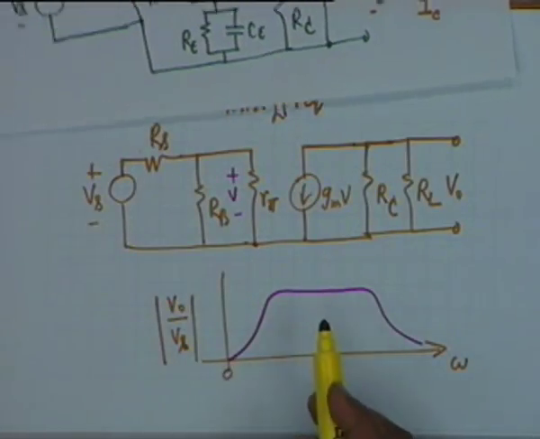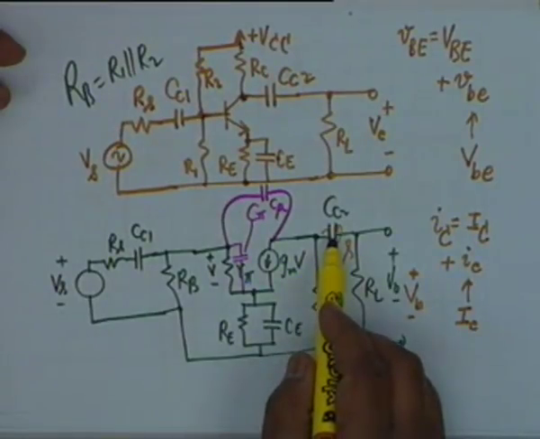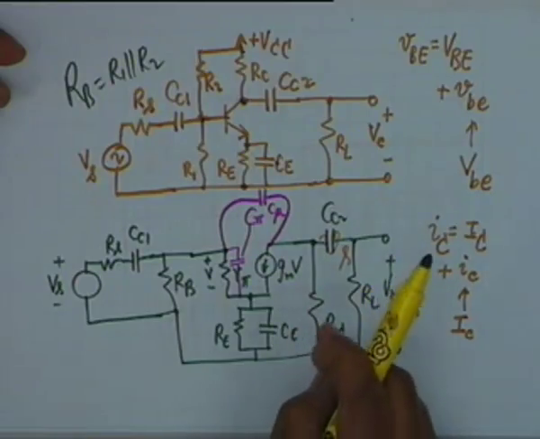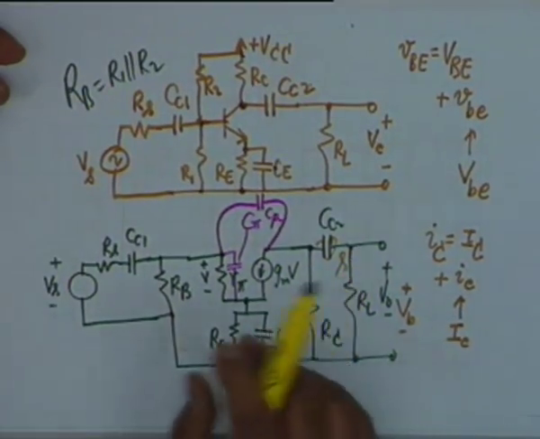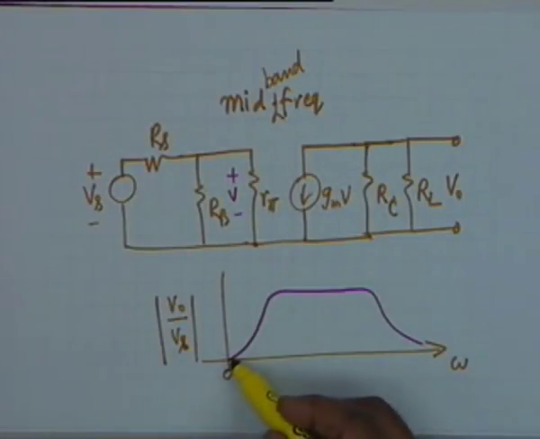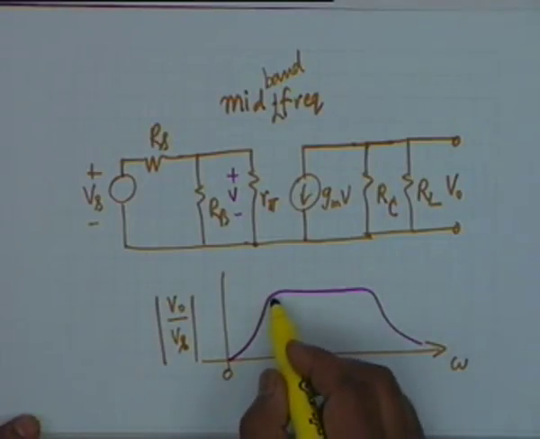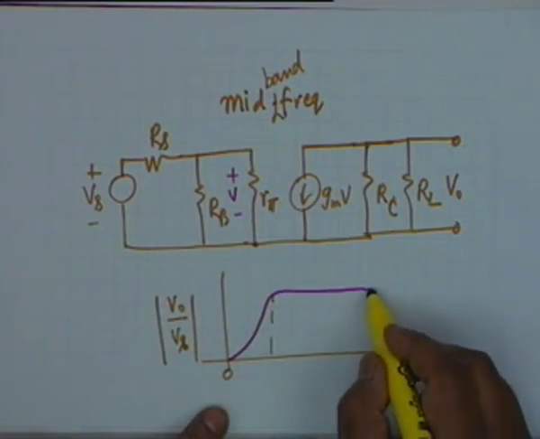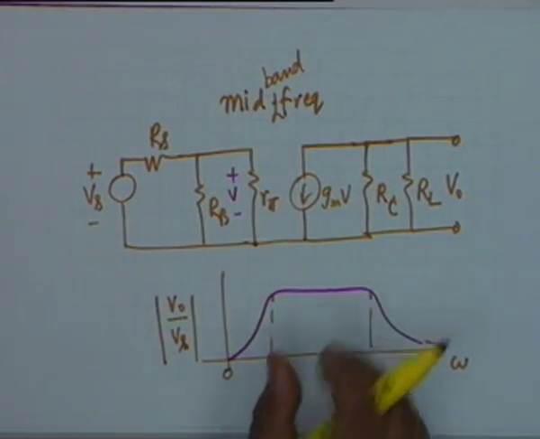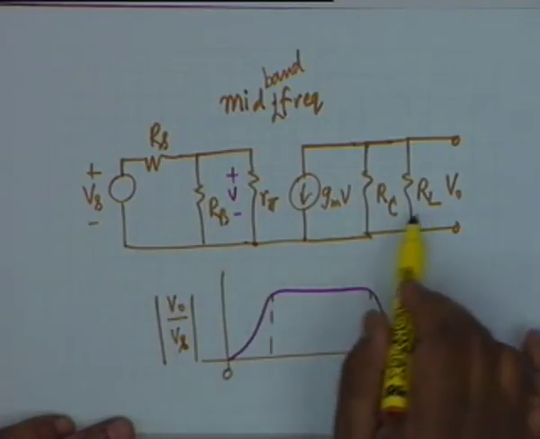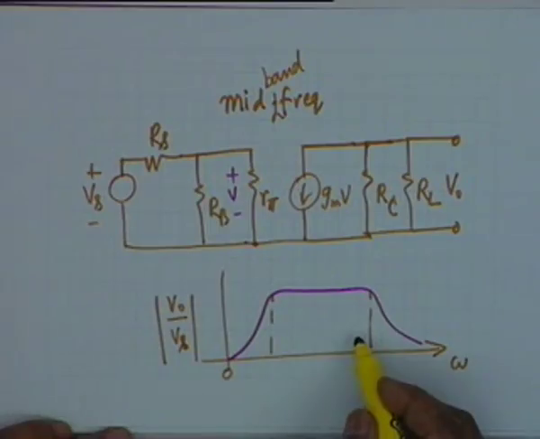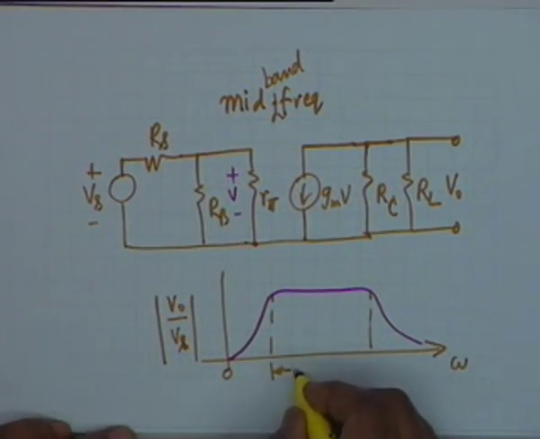As the frequency increases, these two capacitors offer less and less impedance, and therefore the signal passes to the transistor, and the transistor does amplify, so the gain rises. Then there is a set of frequencies at which the gain is a constant. The gain can be a constant only if there are no capacitances in the circuit, which means that this is the mid-band frequency range.